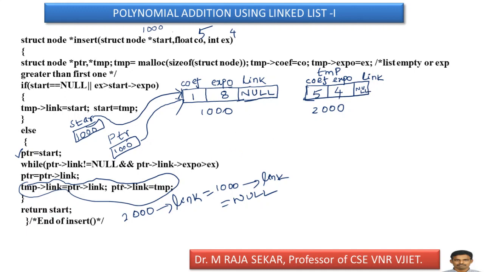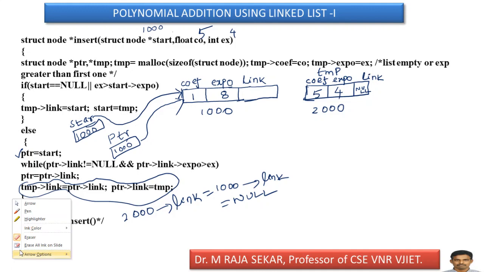ptr->link = tmp. PTR means what? 1000. What is 1000 link? This is 1000 link. Equal to TMP means 2000. Isn't it? This code, ptr->link equal tmp. PTR means what? 1000. 1000 link equal TMP. Let me remove null. After removing null, what can I keep? I can keep here TMP. Isn't it? What does it say?